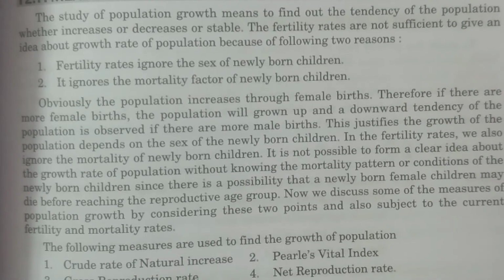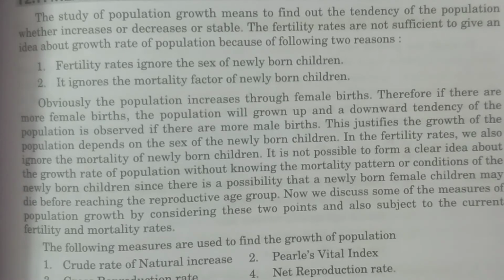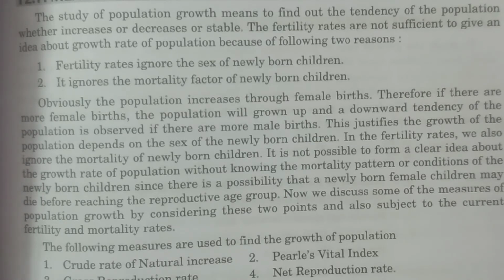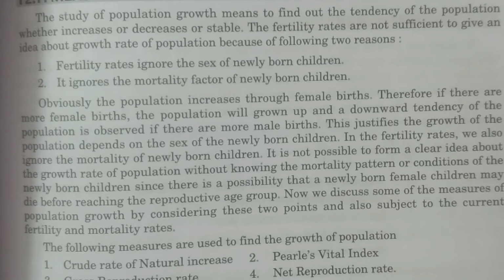Even in the consideration of the female births, all female births cannot survive to the reproductive age group, that is the childbearing age group, that is up to 15 years or 20 years, when that female may reproduce the child again. Therefore, you have to consider mortality pattern.